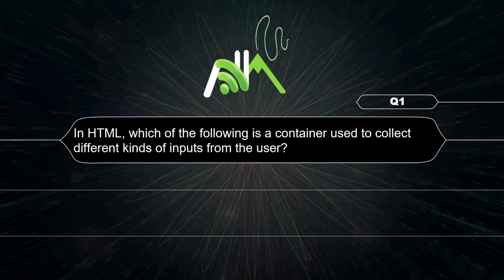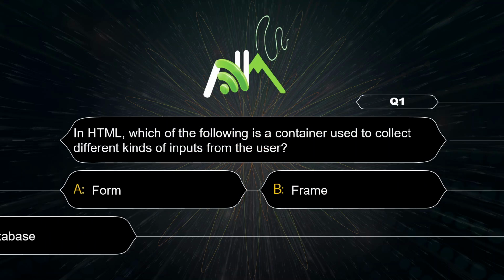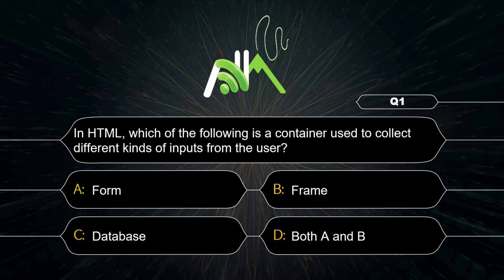So here is our first question. Dash is a container used to collect different kinds of input from the user. So form is a container. It is used to collect input element, selection list, text area. So the correct answer is form.